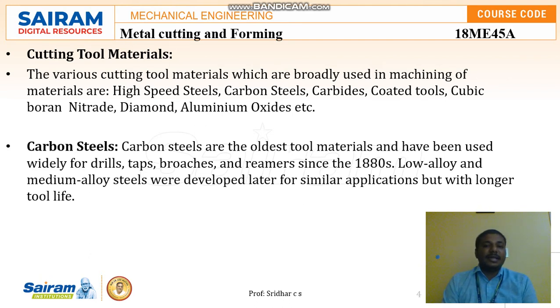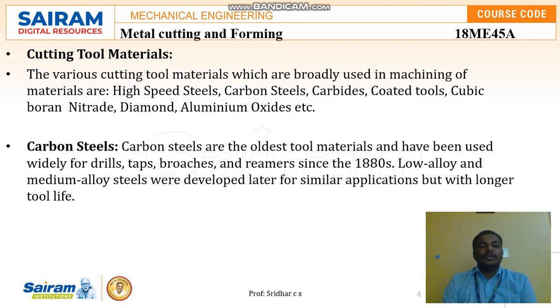For example, a ceramic tool cannot be used for any iron materials. So it depends upon the type of material which I am going to select. Based on the type of tool and type of machining process we are going to do, based on that we are going to select the types of tool materials. So first we are going to see about the carbon steels.